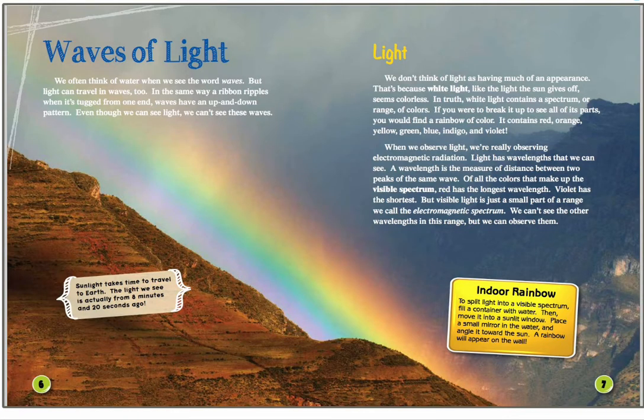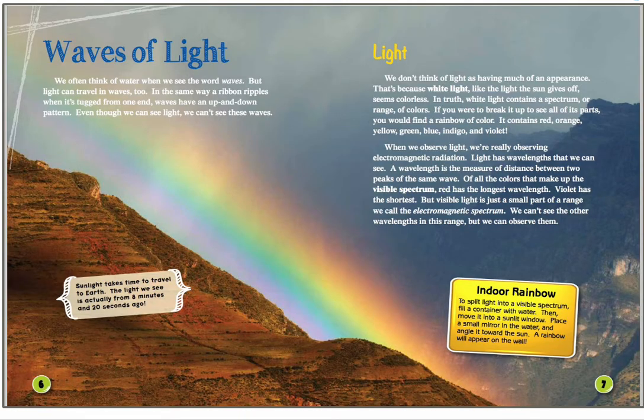Light. We don't think of light as having much of an appearance. That's because white light, like the light the sun gives off, seems colorless. In truth, white light contains a spectrum or range of colors. If you were to break it up to see all of its parts, you would find a rainbow of color. It contains red, orange, yellow, green, blue, indigo, and violet.